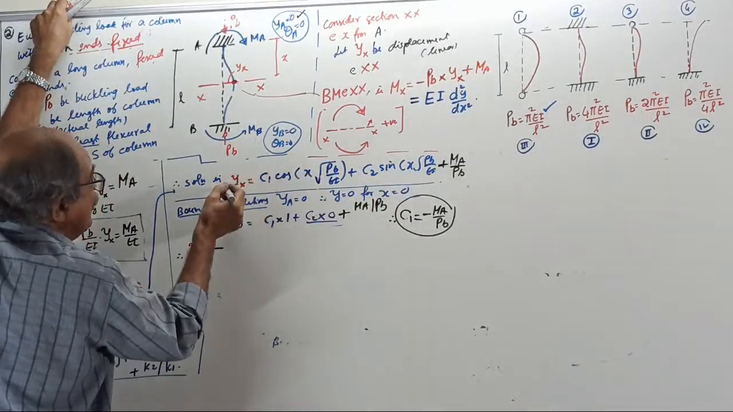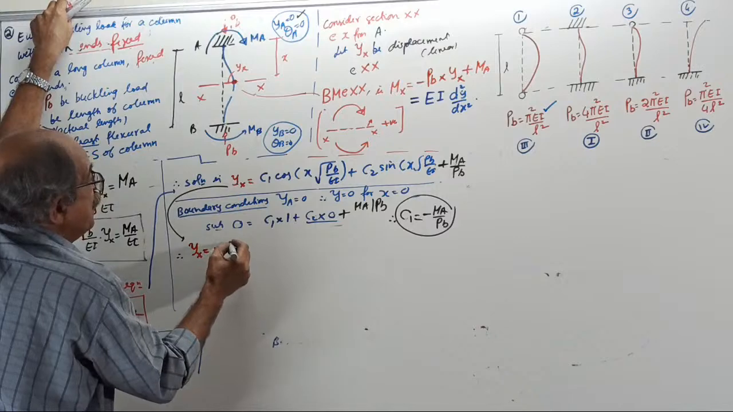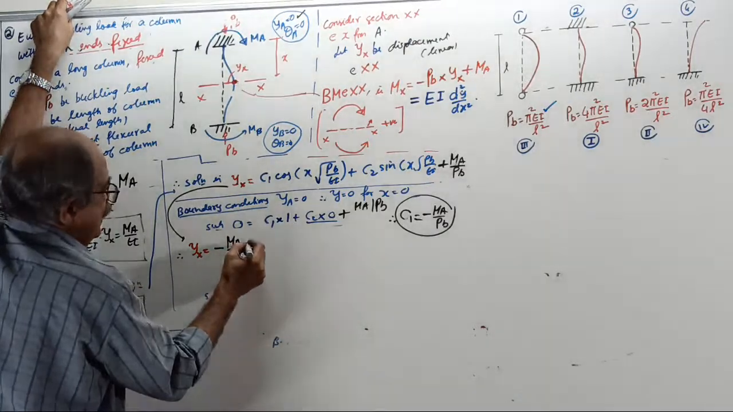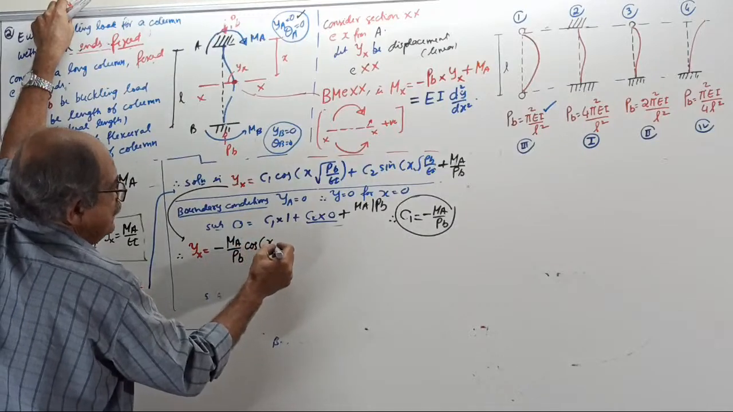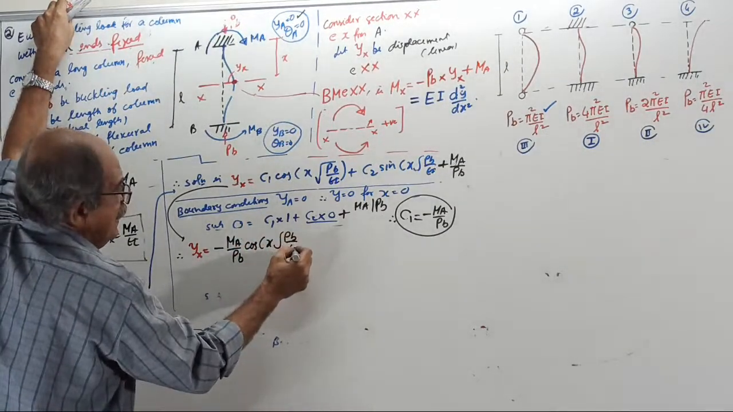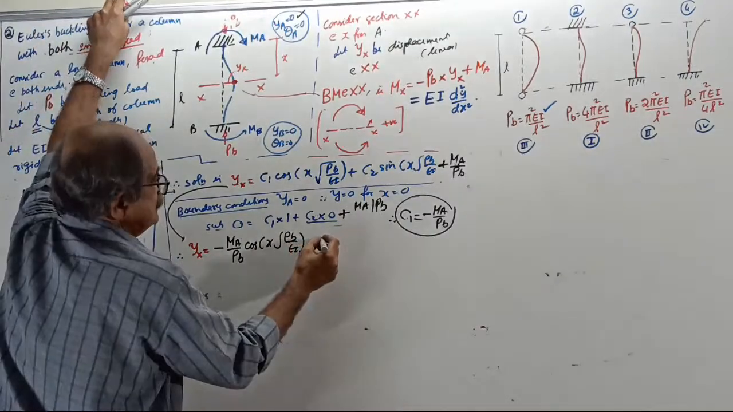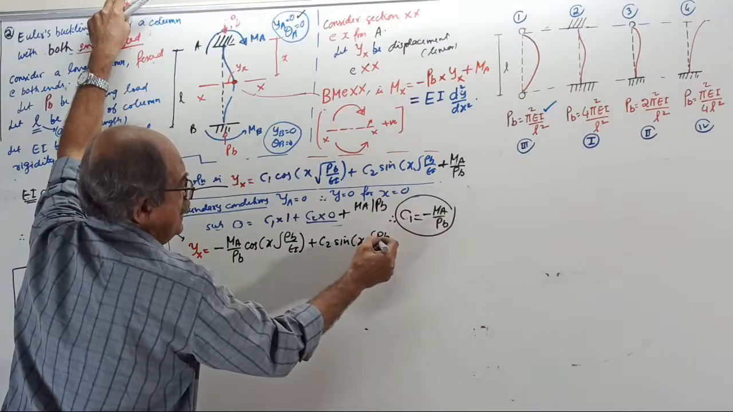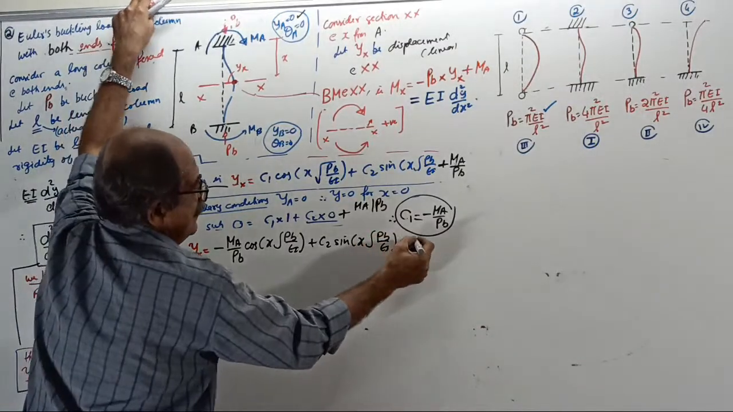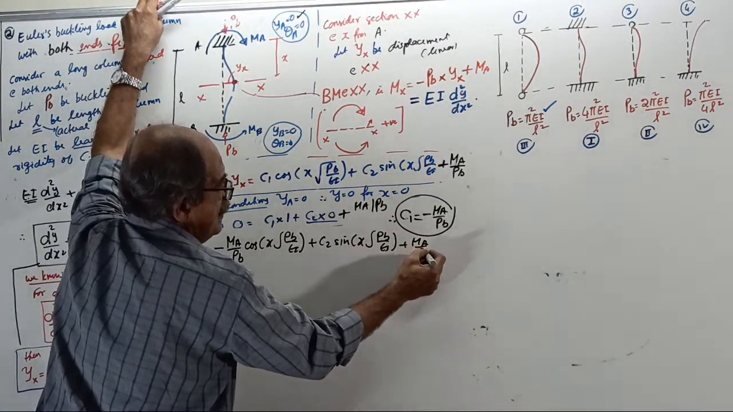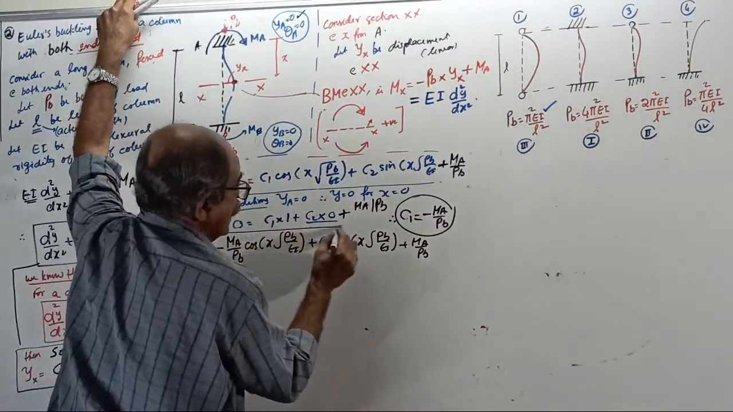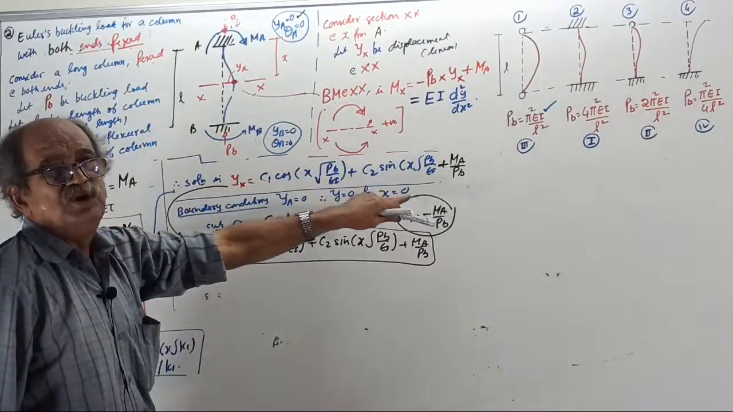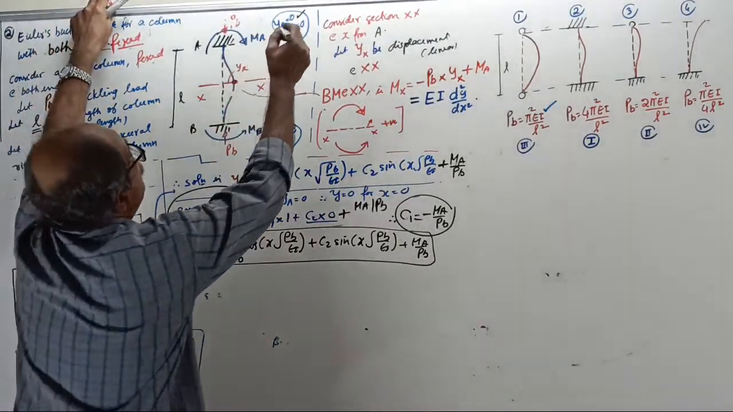Minus, see this equation, rewrite it. How to write? Minus MA by PB into cos of x root PB by EI plus C2 sin x root PB by EI plus MA by PB is the revised equation for Yx. Why? What happened is I removed C1, I substituted for C1. Okay, now this is over.